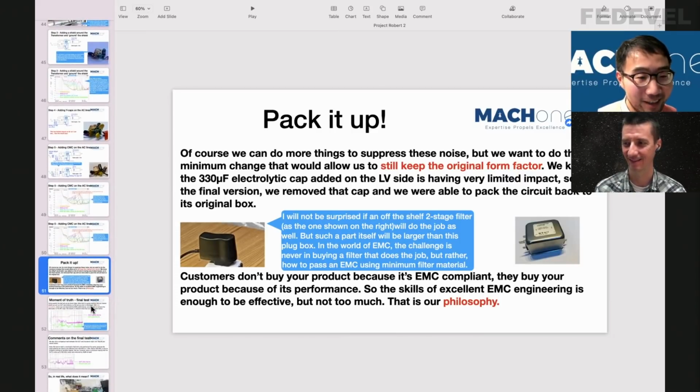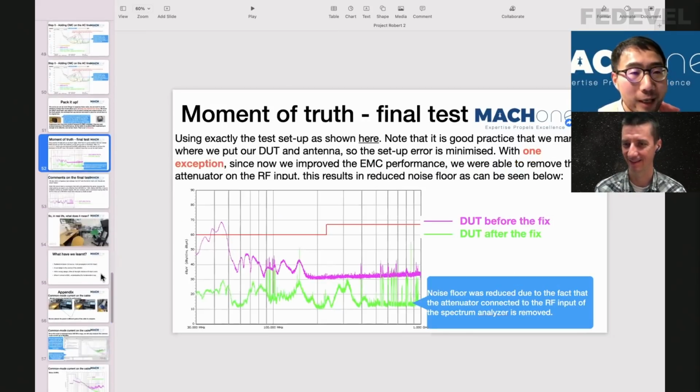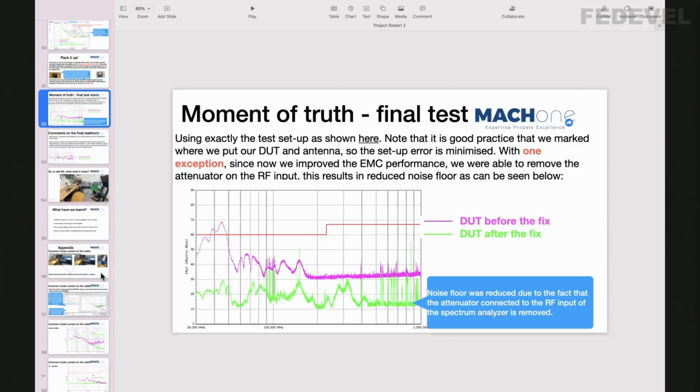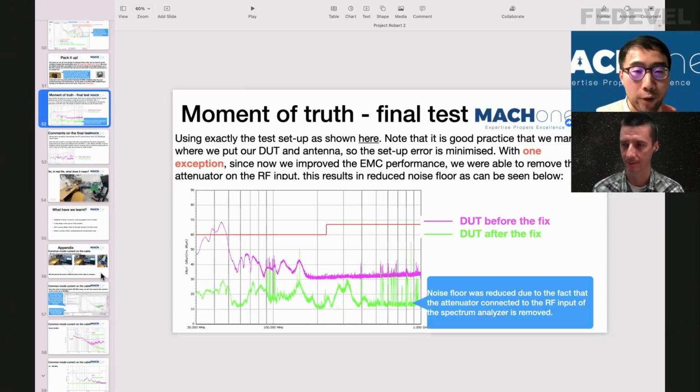Yes, yes. And then we should do the moment of truth test, the final test. Wow. So that's the difference. Now we bring back the original setup where we use the antenna, right? Because for all the fixes we were using a TEM cell. But now we have this small antenna. We pointed it exactly the same way. And you can see that's before and that's after. We're talking about sometimes 40 dB reduction, 40 dB reduction.